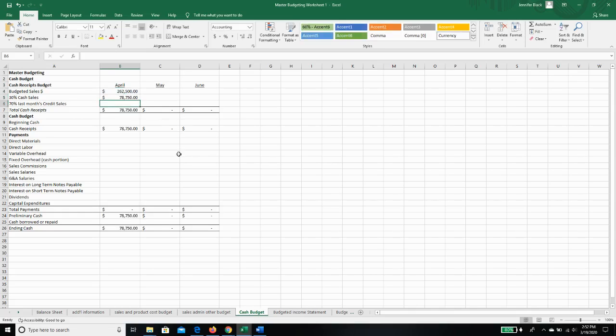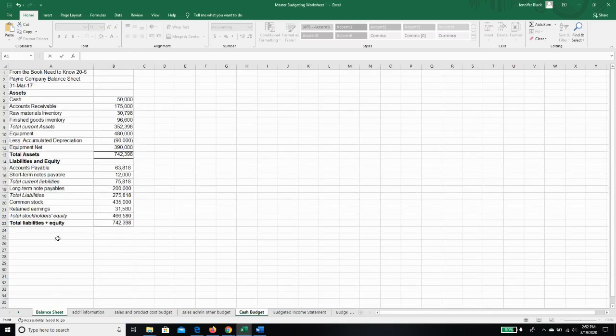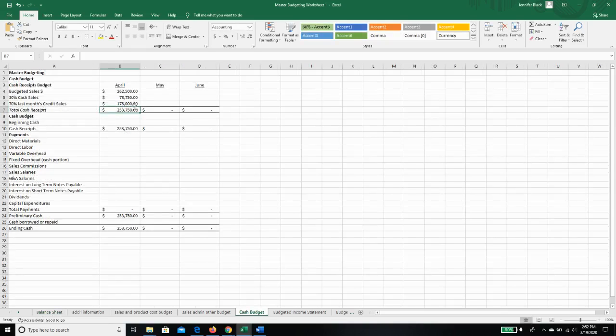I'm also going to collect my AR from last month, and my accounts receivable was 70% of last month's credit sales. Now you're saying, hey, I don't know what last month's credit sales are, but you know what? Lucky duck us, we know what our accounts receivable balance is. So I'm going to go over to my balance sheet, and I know my accounts receivable is $175,000, and the only thing in accounts receivable is our credit sales. So I know that's the amount of cash I'm going to collect this month. Those were last month's credit sales. All right, so my total cash receipts are $253,750.